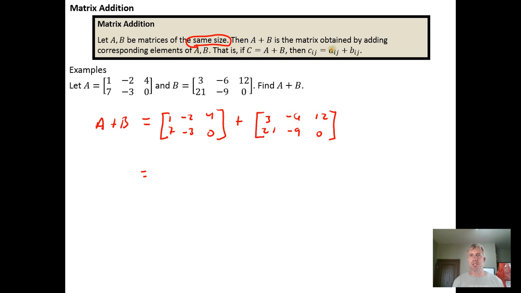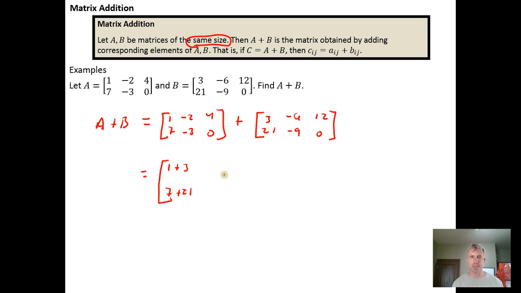And the definition up here just says add corresponding elements. The element C in the ith row and jth column is gotten by taking element A in the ith row, jth column, and adding it to the element in the matrix B that's in the ith row and jth column. So we take this element here in row 1, column 1, and add it to the element in row 1, column 1 of the other matrix. So we get 1 plus 3. And this element in row 2, column 1, plus this element in row 2, column 1. So it's going to be 7 plus 21. So it's just the sum of corresponding matrix elements.